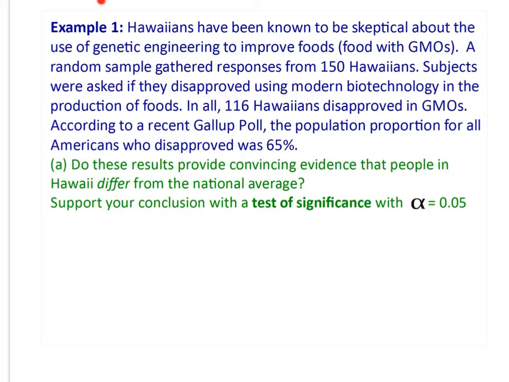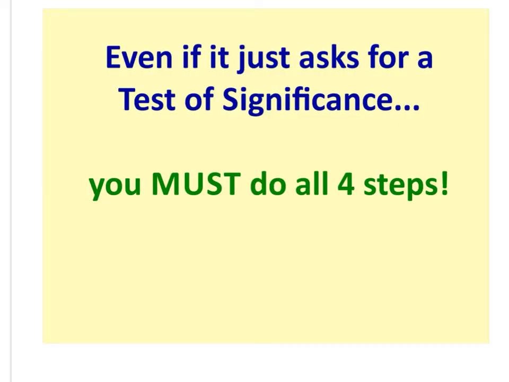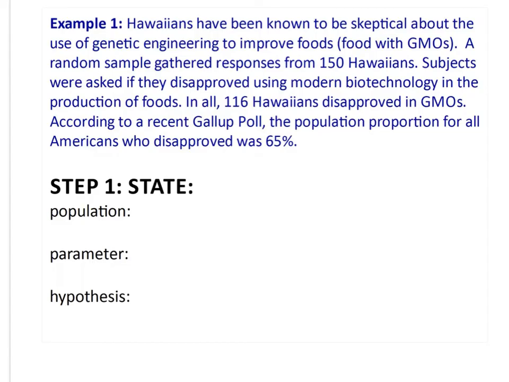So this is a lot of words. This is a big problem, only to ask us to do a test of significance. Even if it just asks for a test of significance, you must do all 4 steps. You have to do state, plan, do, conclude. You can't just do your calculations or say what you think. You have to go through the 4 steps. So we're going to start with step 1, which is the state step.